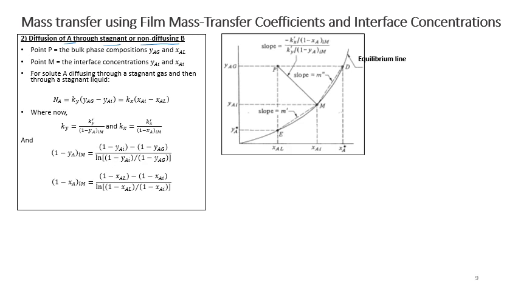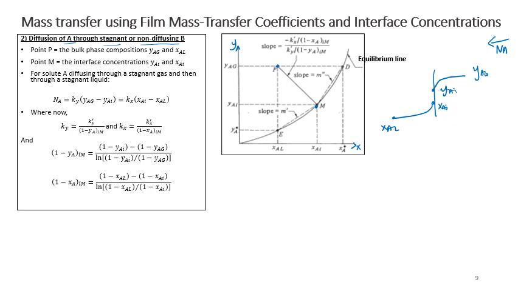So the same case as before, you have your flux NA in this direction. You have your YAG, and then at the interface you have YAI, then you have XAI, and then it reduces to XAL. If you plot the points on the graph of X and Y here, at YAG and XAL you have point P, and point M is at the interface concentration. But in this case, for solute A diffusing through a stagnant gas and through a stagnant liquid, only the solute A transfers, but the gas and liquid do not transfer through each other.